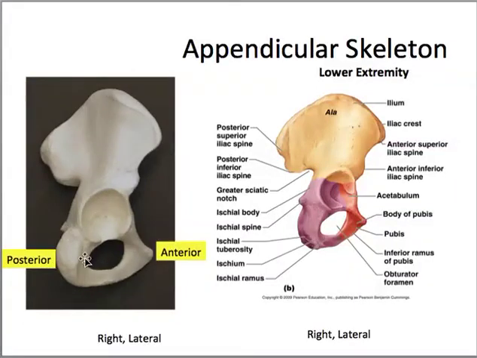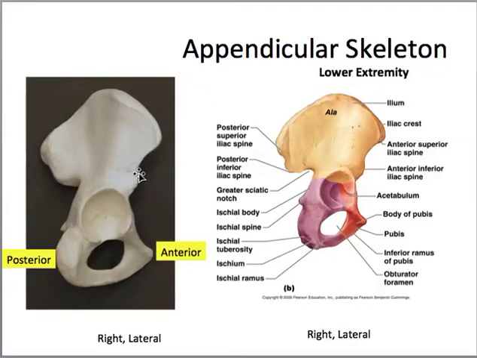Other features that we want to make note of are the greater and lesser sciatic notch, okay. The greater sciatic notch is shown here, and the lesser sciatic notch is a little bit hidden in this view, okay. It's down a bit. This ridge here is called the posterior superior iliac spine. This is the posterior inferior iliac spine. This is the ala, or the wing of the ilium. This is the iliac crest, this ridge here of tissue. And this is the anterior superior iliac spine, and the anterior inferior iliac spine down here.